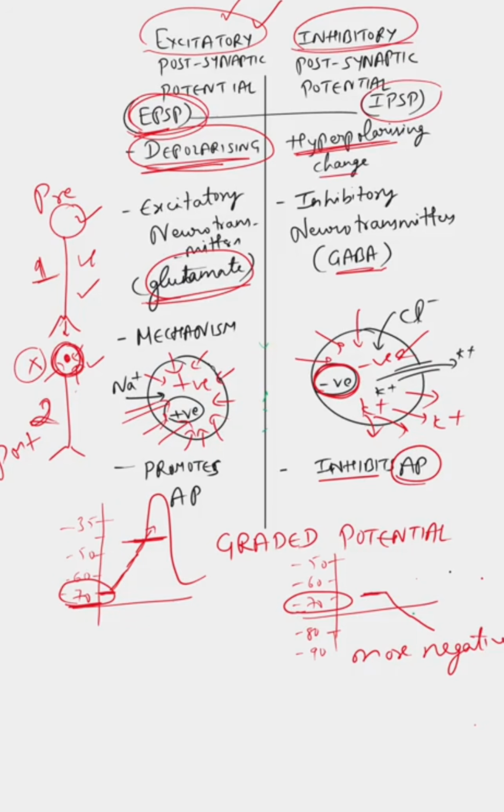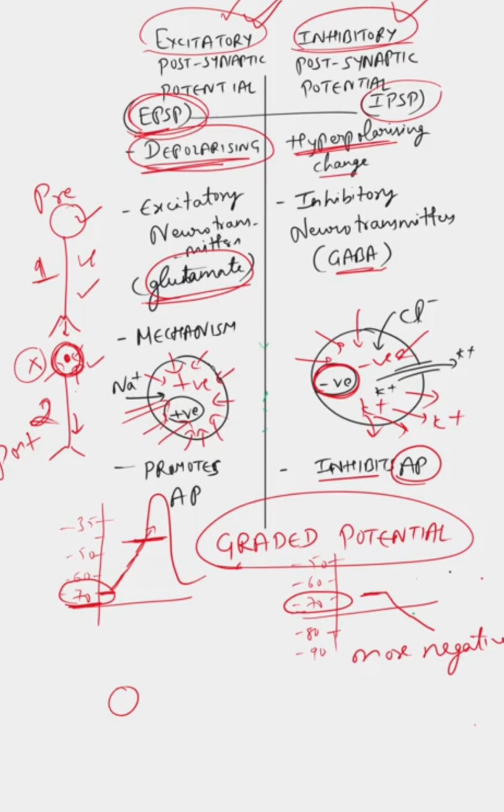So remember, EPSP and IPSP are called graded potentials. Clear? It is not an action potential. Remember that, okay? Now, the main thing to remember is that a neuron will decide whether to fire an action potential or not depending on how many EPSPs and IPSPs are formed. It means it will summate.